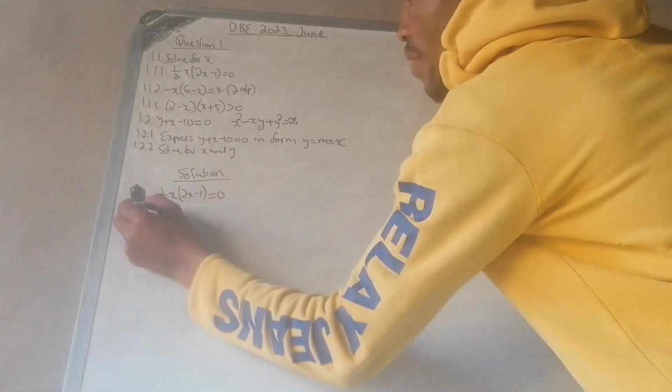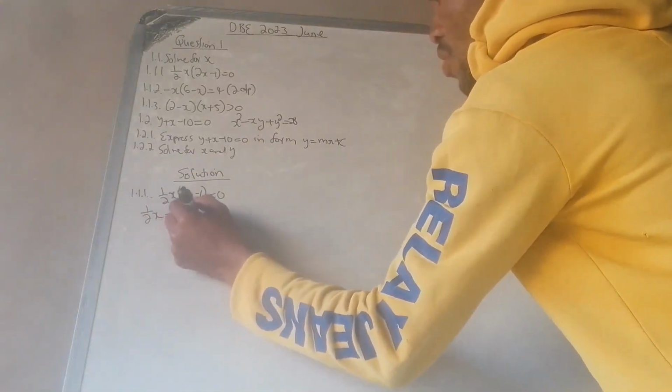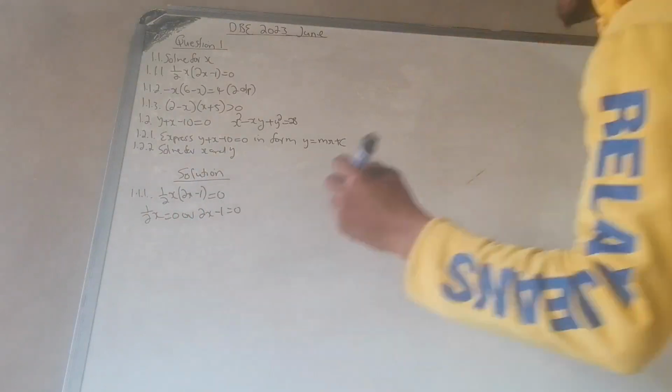We say this 1/2 x equals 0 or 2x minus 1 equals 0.